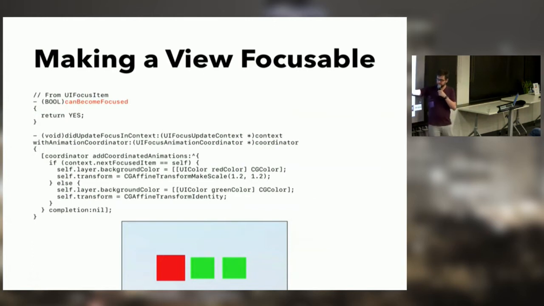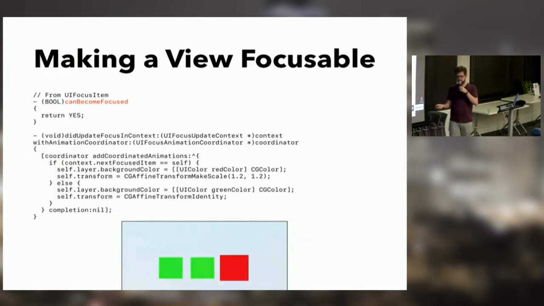I have a very simple example here where I created a custom class that is focusable, and when it becomes focused, it becomes red and large, and when it's out of focus, it's green and small. And here, as I move focus, you see it shifts back and forth. So pretty simple.